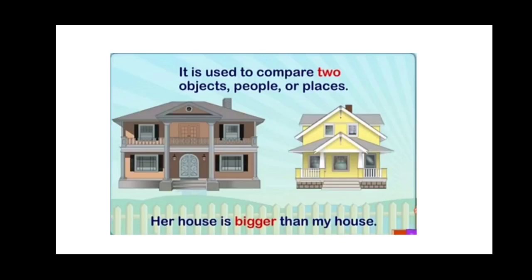See the example. Her house is bigger than my house. Here two houses are there. We are going to compare one house with the other. Clear? Her house is bigger than my house. So this is called comparative degree. While using comparative degree, we should use adjective plus er plus than. See here, bigger: big plus er plus than. In comparative degree, it is very important: adjective plus er plus than.